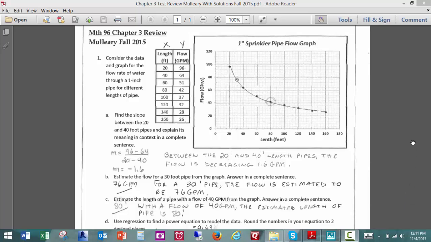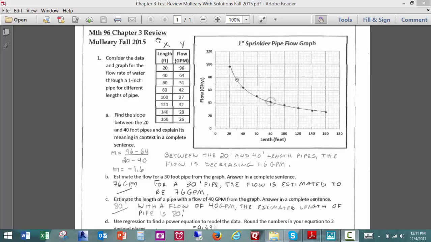This is a test review for Math 96 for Chapter 3 on power equations. Consider the data and the graph for the flow rate of water through a 1-inch pipe for different lengths of pipe. So here's the data in this table. These are the different lengths in feet, goes from 20 to 160. And these are the associated flow rates in gallons per minute, going from 96 down to 26.